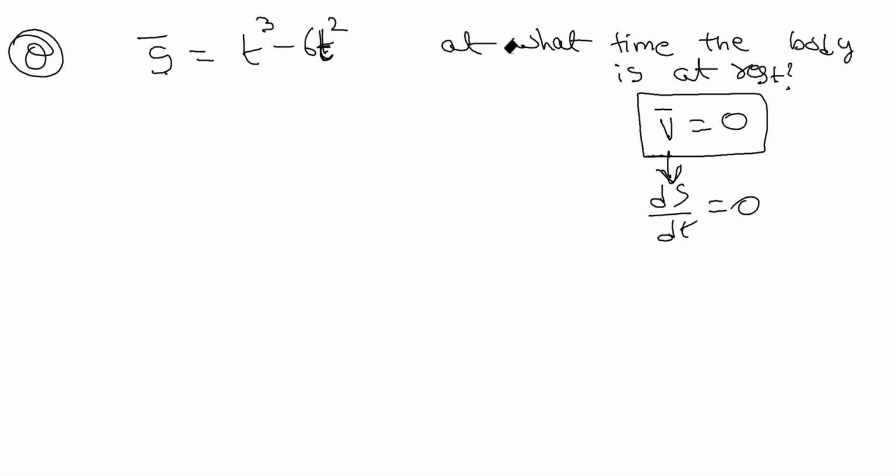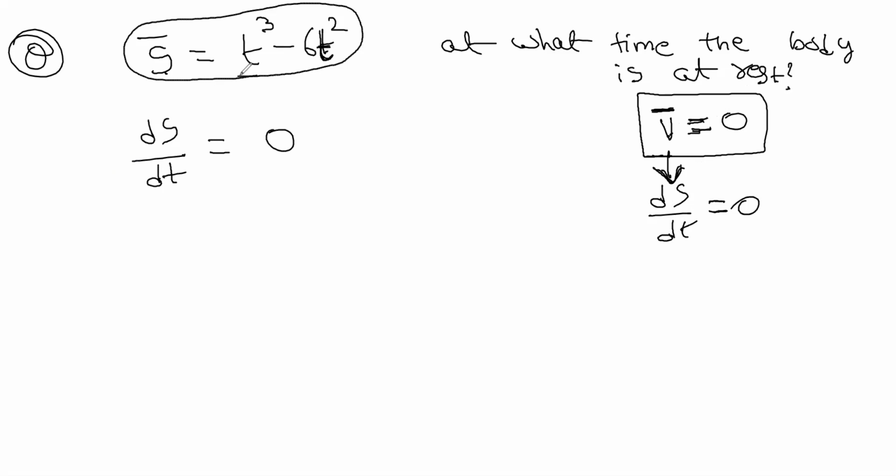When the body is at rest means velocity is 0. Velocity 0 means ds by dt is 0, because velocity is nothing but ds by dt. So now I have to do ds by dt and equate it to 0. What is ds by dt for s equals t cube minus 6t square? It is 3t square minus 12t. It should be equal to 0.